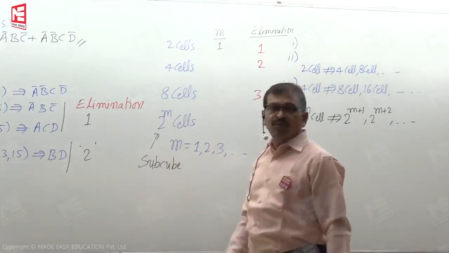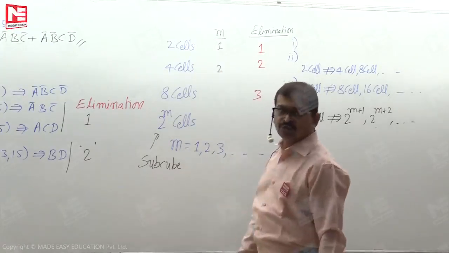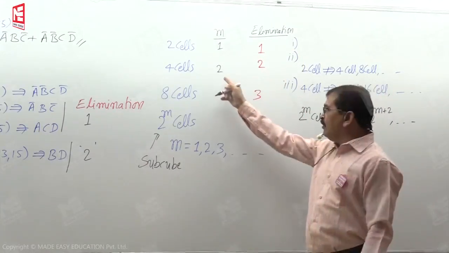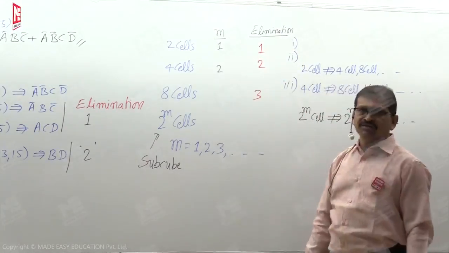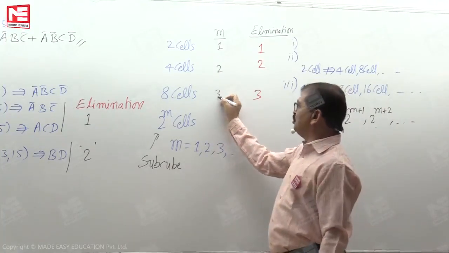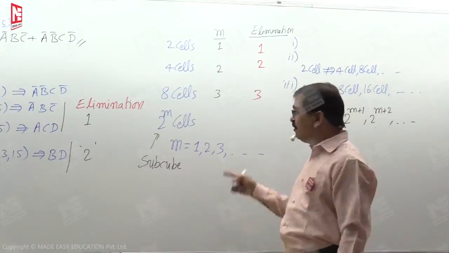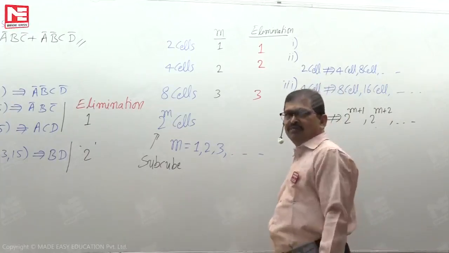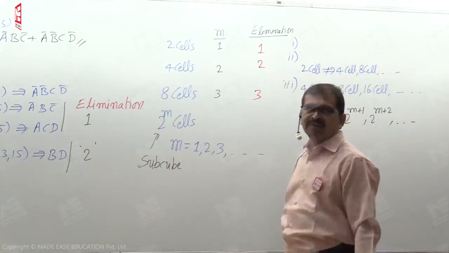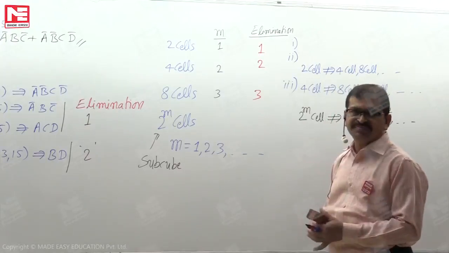it was with the m value as 1. Whenever the subcube is of 4 cells, it was with m value as 2. If m value is 1, we are having elimination for 1 variable. If m value is 2, we are having elimination for 2 variables. For an 8 cell subcube, m must be 3. If m is 3, elimination is for 3 variables. So for an 8 cell subcube, we are having elimination of 3 variables.